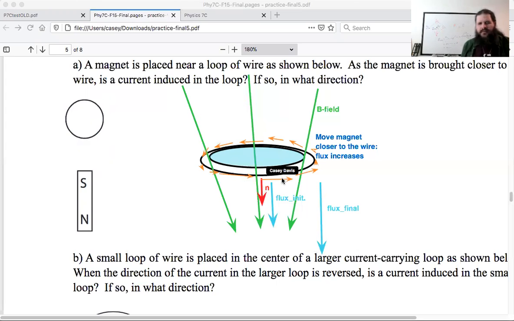So you want to figure out the direction of delta flux, the direction of the change in flux. Take the opposite of that as the direction of the induced effect, and then use the right-hand rule applied to that to figure out the direction the current is circulating.